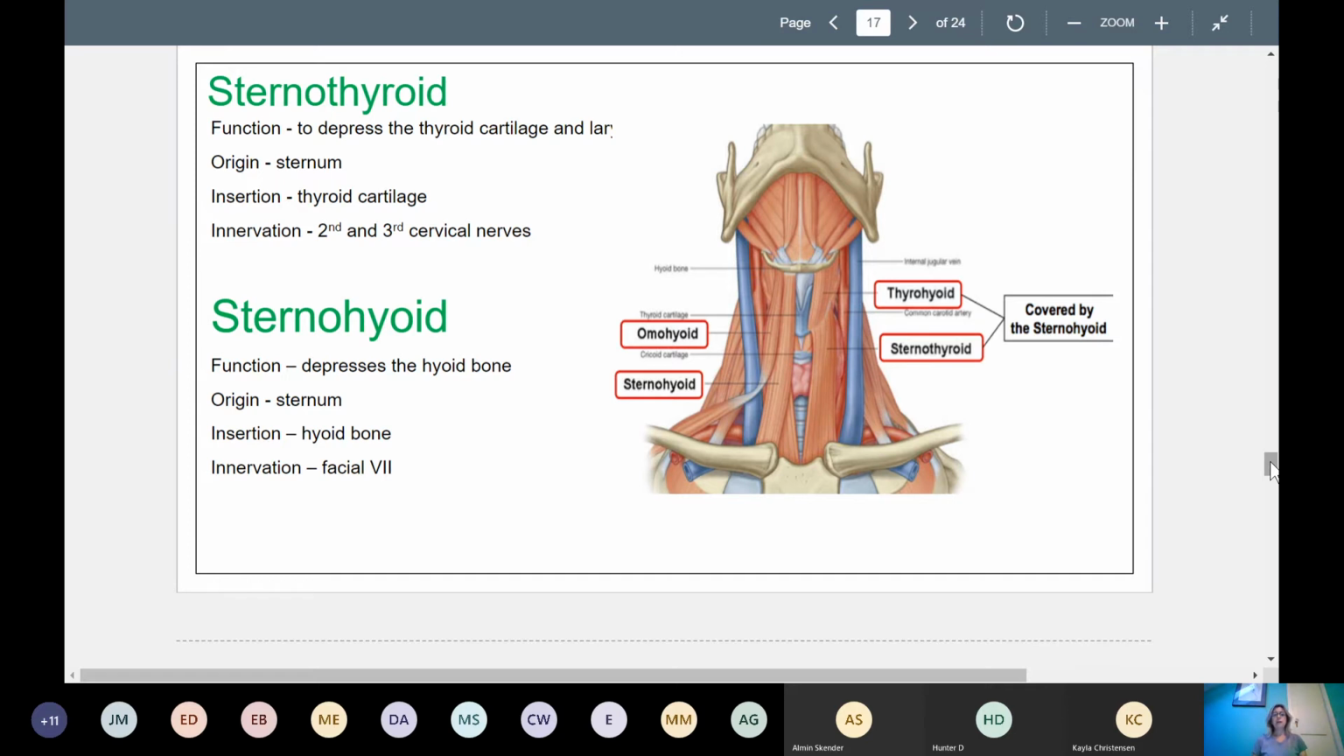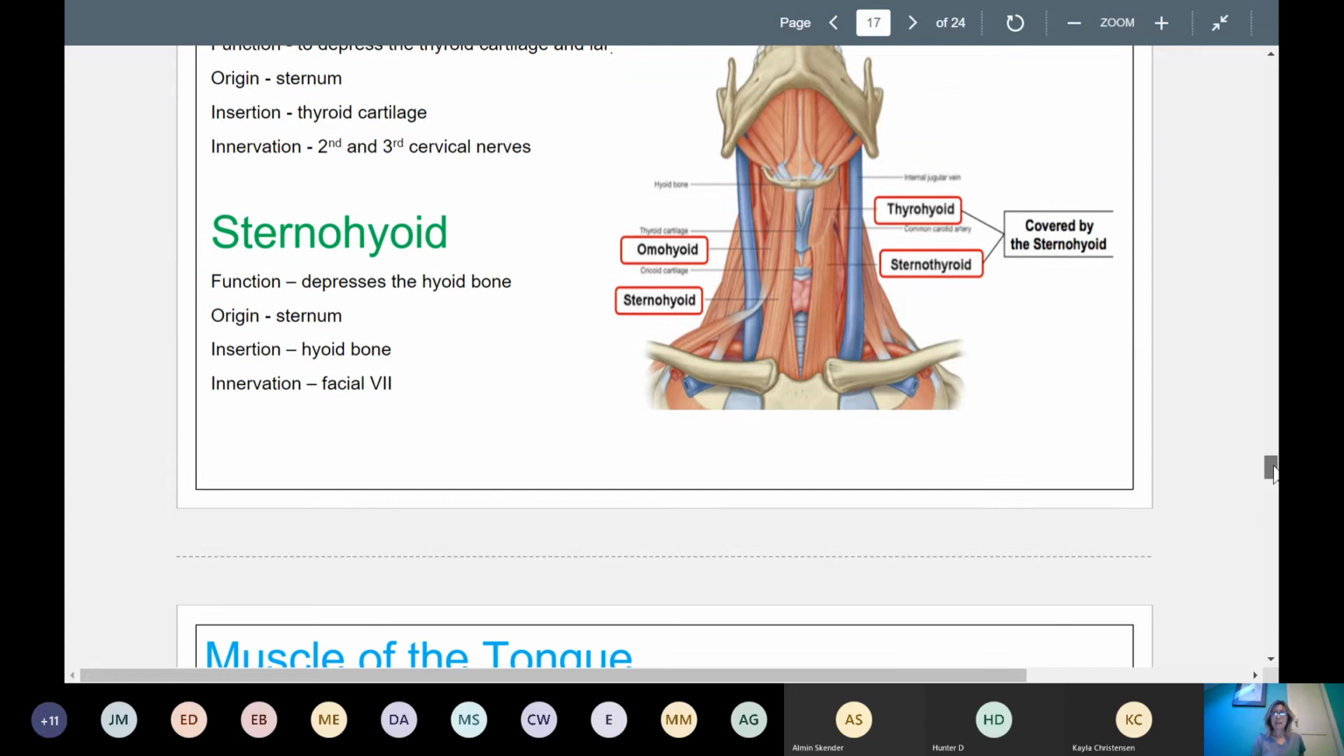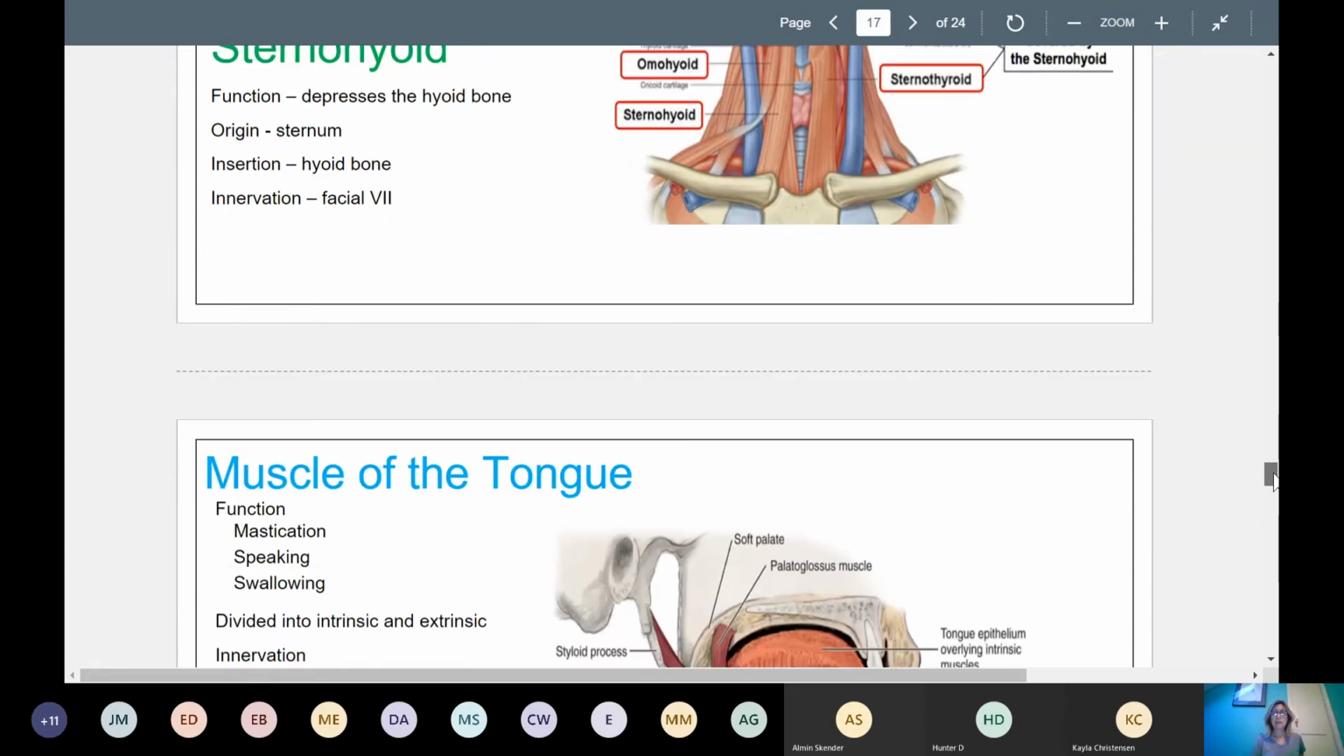And then your sternohyoid depresses the hyoid bone. So you can see how we've got thyroid and hyoid. Thyroids are going to insert into the thyroid cartilage, hyoid into the hyoid bone. So that gives you kind of some idea of where they're going. Again, you're going to come up with a mnemonic to remember this and look at these pictures.